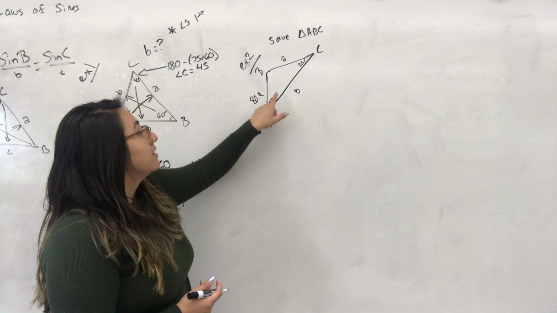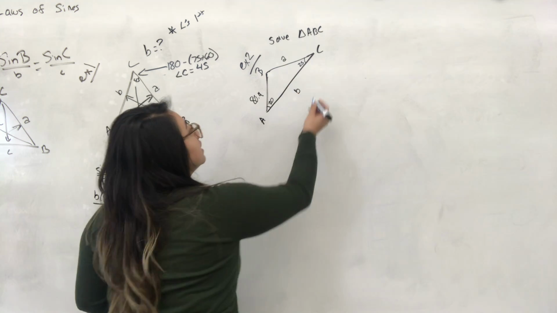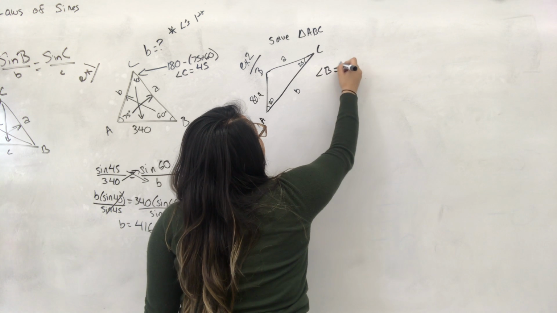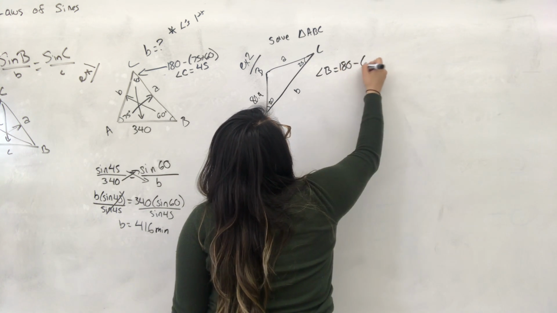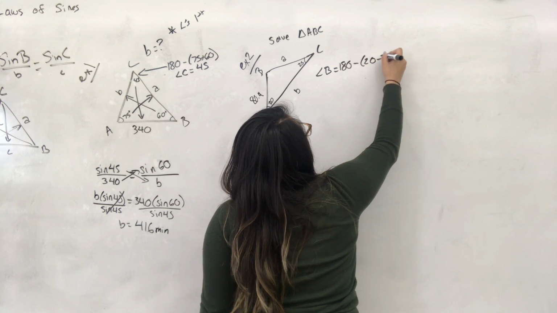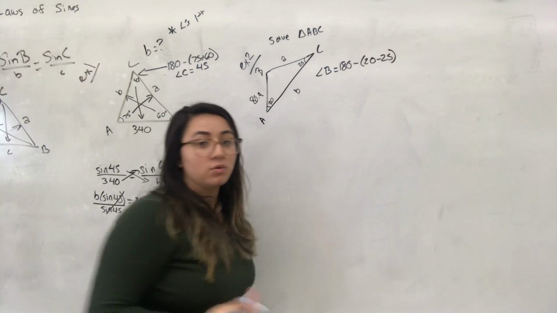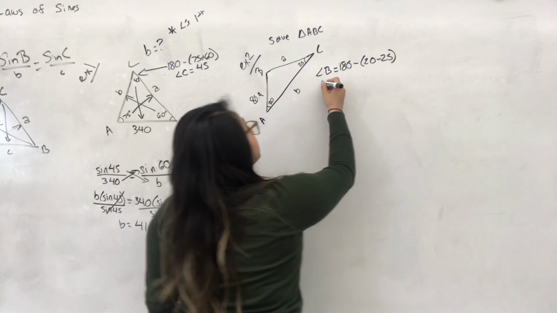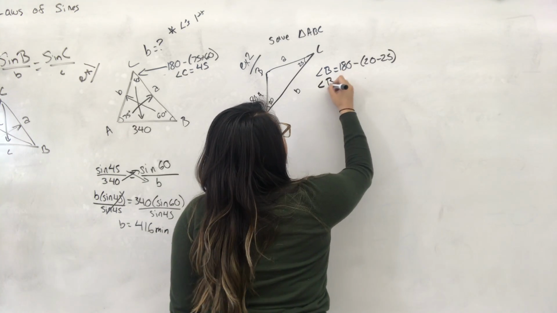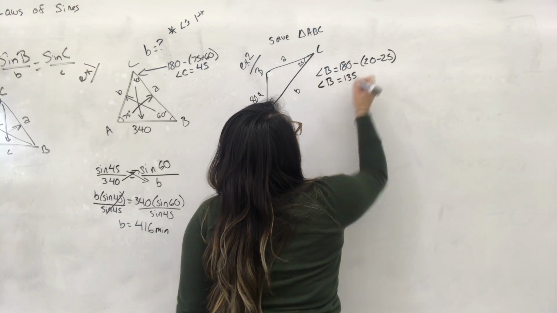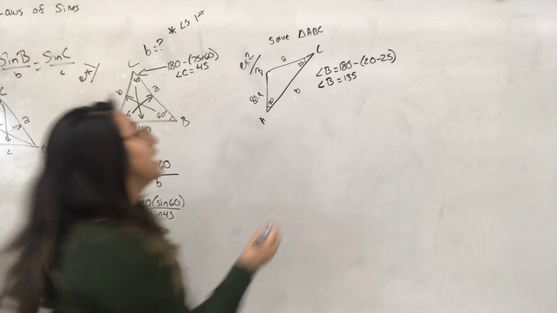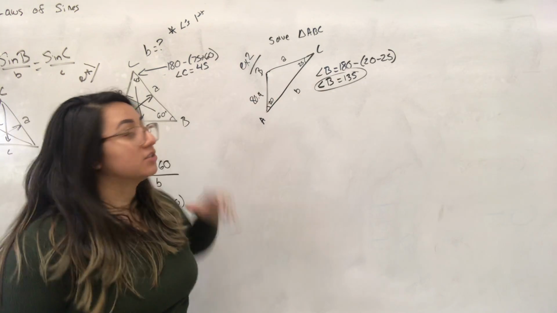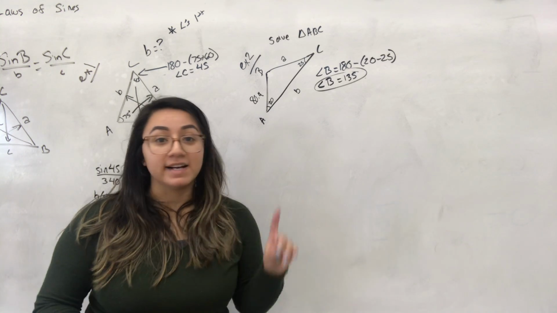Now here, I have 20, I have 25. So for angle B, all I have to do is take 180 and subtract the sum of the other two angles, because all three of my angles should equal 180. So if I add those and subtract from 180, I end up with 135. So I found the first one. If they're asking you to solve, that means you're solving for all sides and all angles.